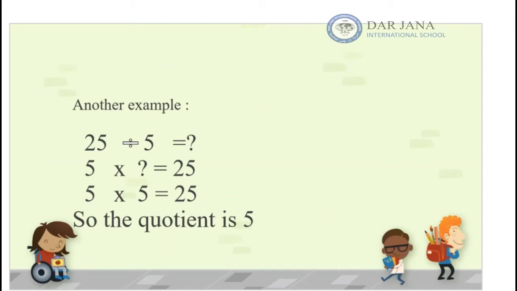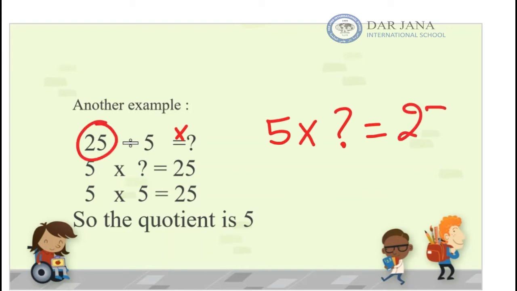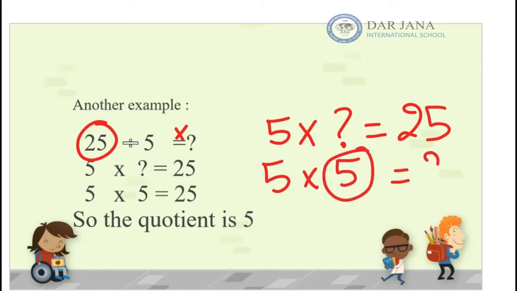So I have 25 divided by 5. First step, I go to the equal sign, then I put a small multiplication sign above it and ask myself, 5 times what gives me 25? What's the number that I multiply by 5 that gives me 25? It is 5. So my quotient here is going to be 5.